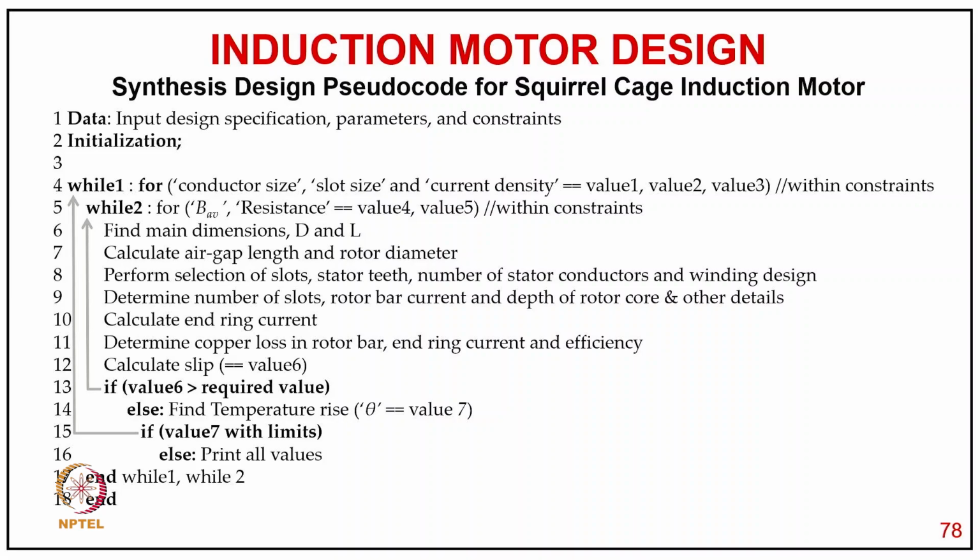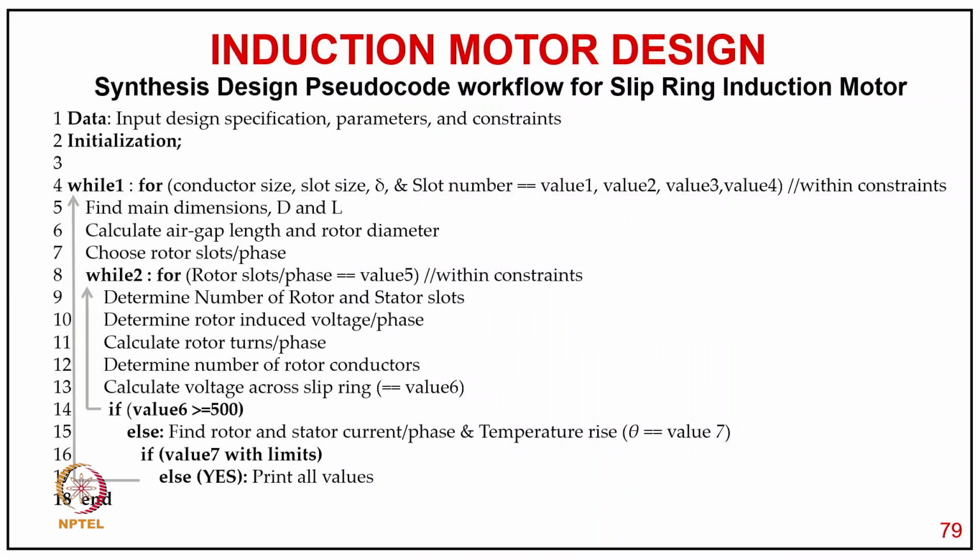If yes, then find out the temperature rise. If it is within the limit, then go to end; otherwise again you have to iterate. So that becomes the iterative process as a synthesis, meaning the decision is taken by the computer in this process. This is a simplified process, just to explain as an example here.